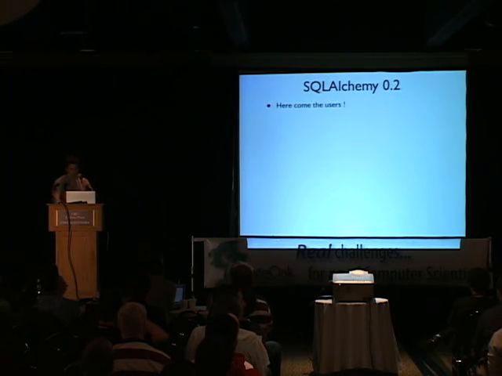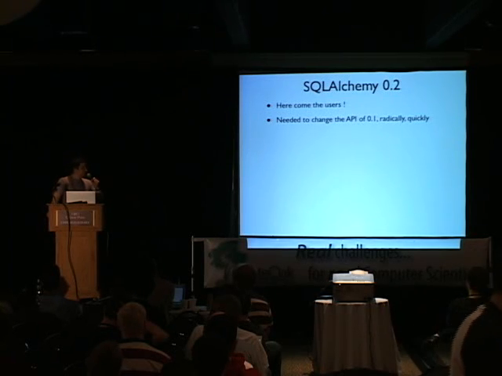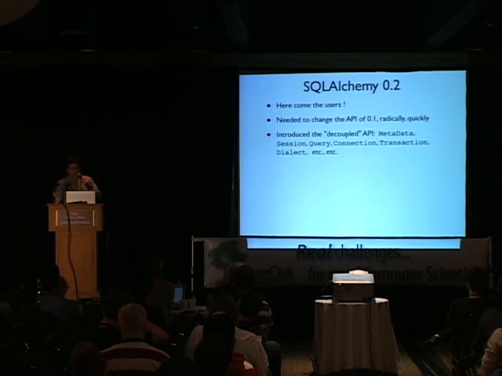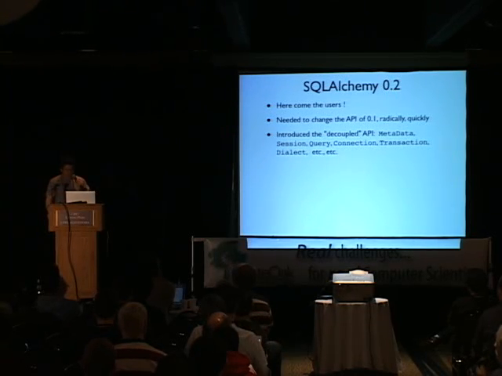Then 0.2. The theme of this release was Here Come the Users. We had to change the way we were doing 0.1 very fast because it became apparent that while we had some nice ideas, things were not really going to grow with the user base the way we hoped. So I wanted to change it really fast. The API that looks more familiar today, like metadata, session, query, connection, and all that decoupled stuff, came out. It was somewhat inspired by Hibernate, and it was meant just to give a lot more flexibility to the application approaches people wanted to use.